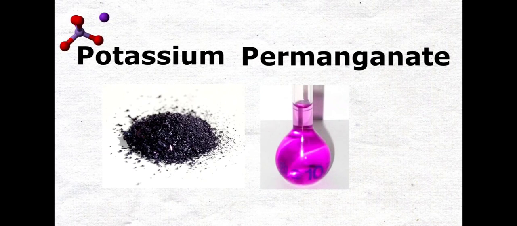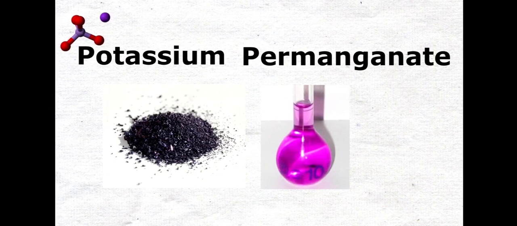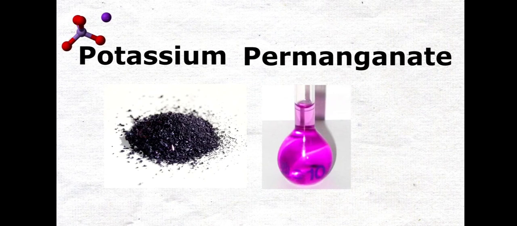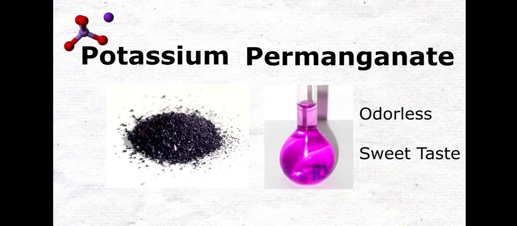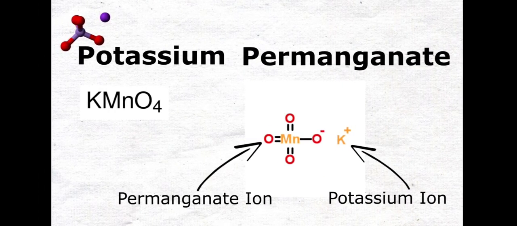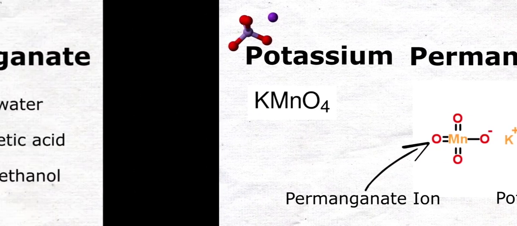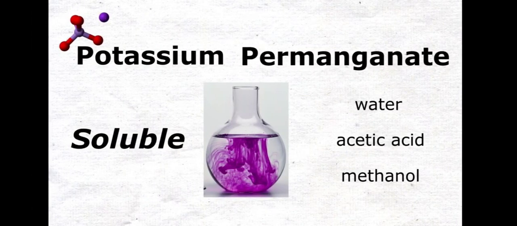It is purple in color. Usually it occurs in the form of slender, dark purple monoclinic prisms, almost opaque by transmitted light, having a blue metallic luster by reflected light. It is reduced by alcohol. It is odorless. It has a sweet taste. The chemical formula of potassium permanganate is KMnO4. Potassium permanganate is soluble in 15 ml of water, acetic acid and methanol.